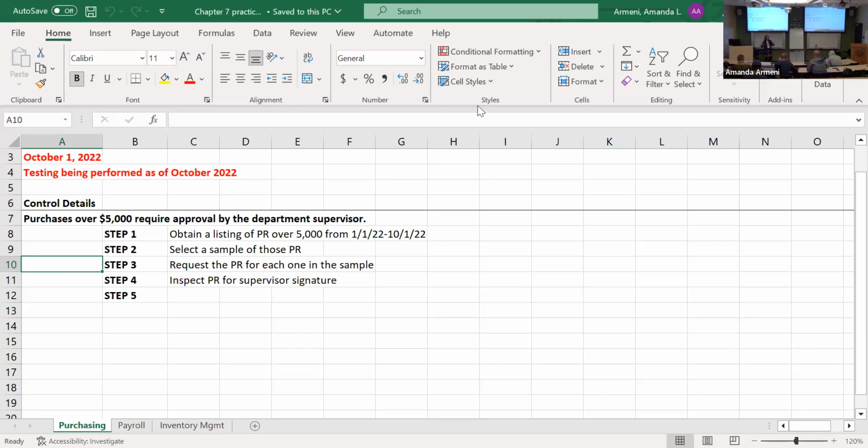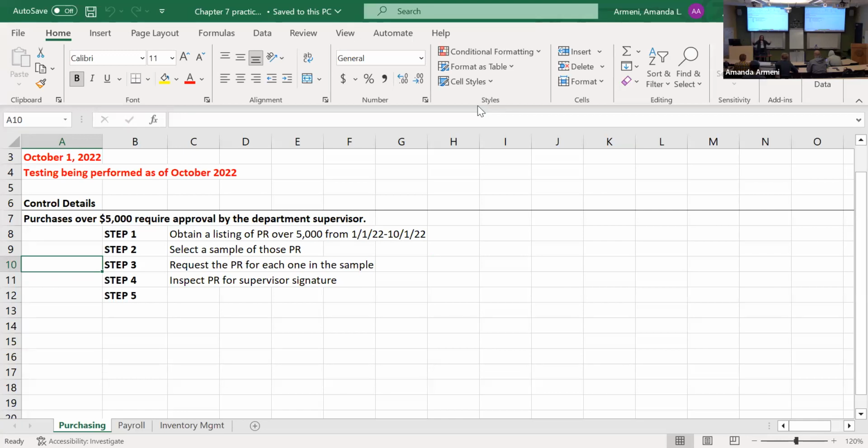And remember, in this exercise, I created this template and I just put steps 1 through 5. That doesn't mean there's always 5 steps. There could be 2 steps, there could be 7 steps. It just depends on what kind of control activity it is. In this one, we came up with 4 steps. So you brainstormed in your audit teams, and then we came together and discussed what we as the auditor would have to do in order to understand whether purchases over $5,000 have to be approved by a supervisor. Is that actually happening?